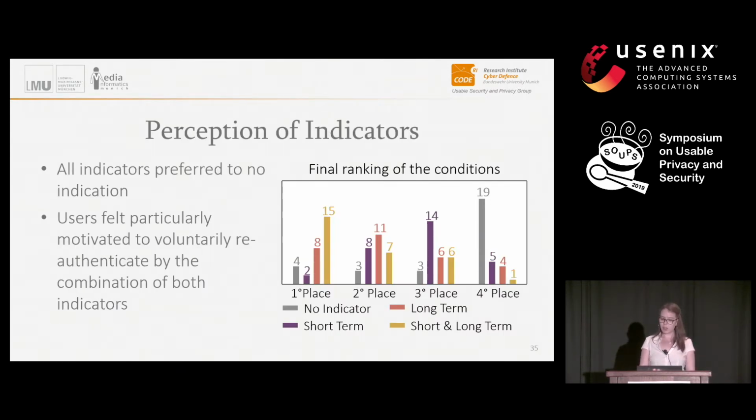First of all, I would like to briefly comment on the participants' perception of our indicators. When asked about the personal preference, most participants preferred our indicators over having no indication. The exact ranking was the combination of both indicators first, on second place the long-term indicator, on third place the short-term indicator, and last, no indication. So users felt particularly motivated to re-authenticate voluntarily by the combination of both indicators too.